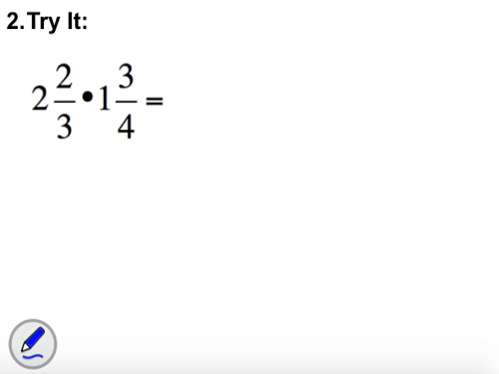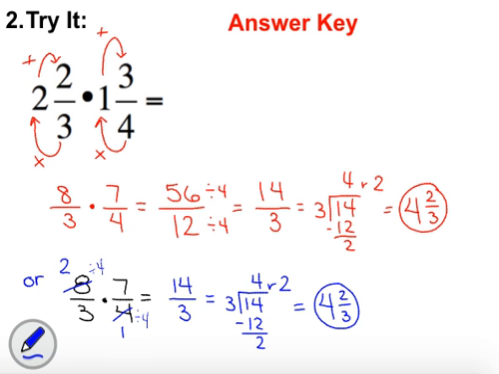Time for you to try it. Don't forget to pause the video before you start writing for problem 2 on your homework. Then hit play when you're ready to resume. Your final answer for 2 2/3 times 1 3/4 should be 4 2/3. Pause if you need to fix or check your work.